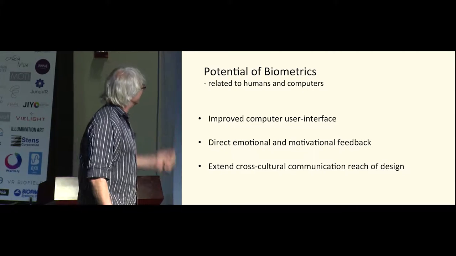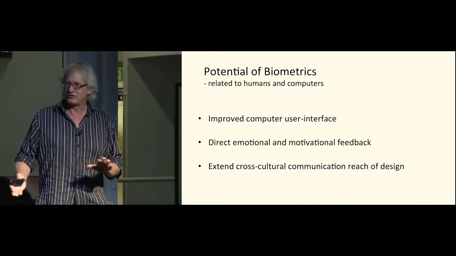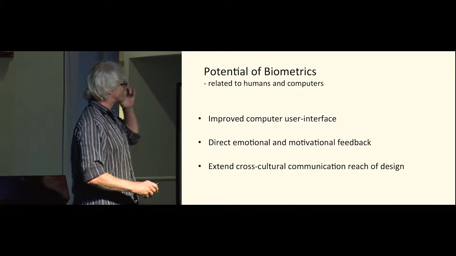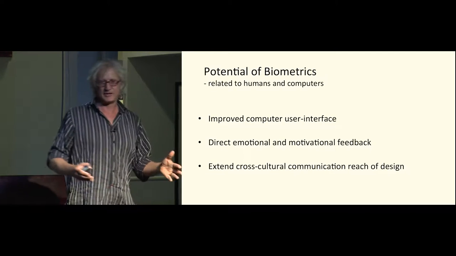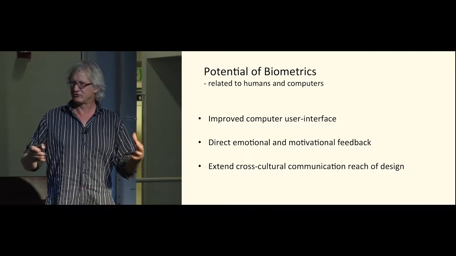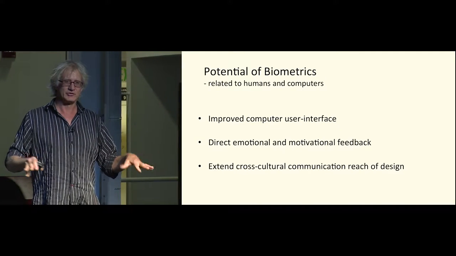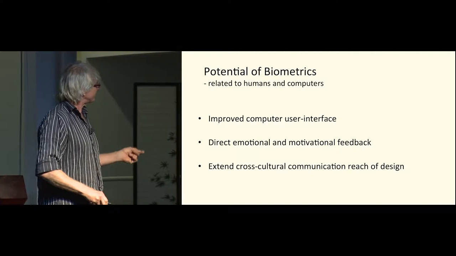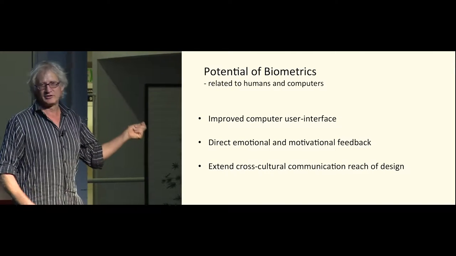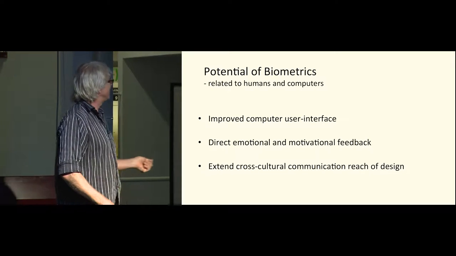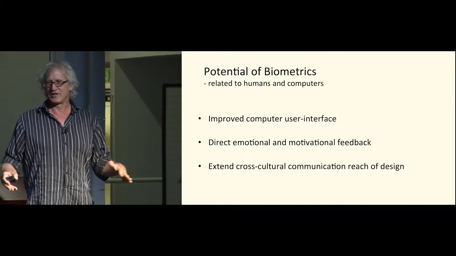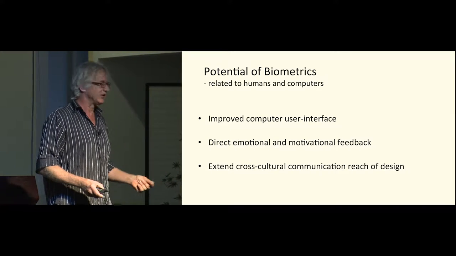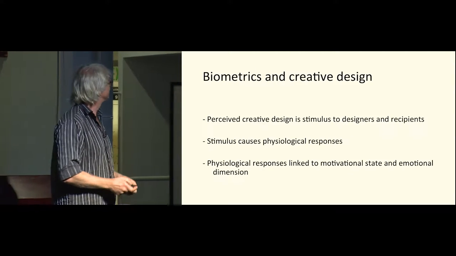So the potential here of biometrics is related to this relationship people have with computational frameworks. There are three aspects really here. One of them is an improved computer human interface. The way that we normally work with computers has the potential to be radically transformed, I think, in particular using this vehicle of direct emotional and motivational state feedback. And then finally, in terms of our design efforts on computational systems, extending the cross-cultural communication and reach of our design.